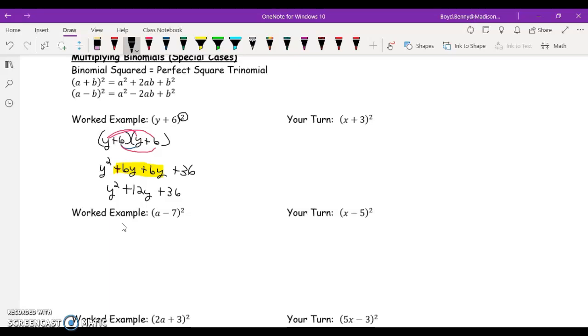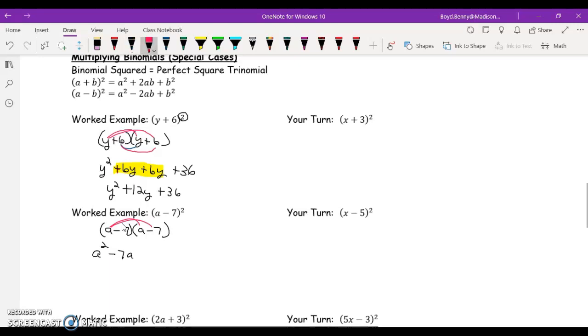All right, moving on to the next example, a minus 7 squared. Well, that's going to be a minus 7 times a minus 7. Okay, so if we use our distributive property again, we're going to have a times a. That's going to give us a squared. Then we're going to multiply a times negative 7. That's going to give us negative 7a.